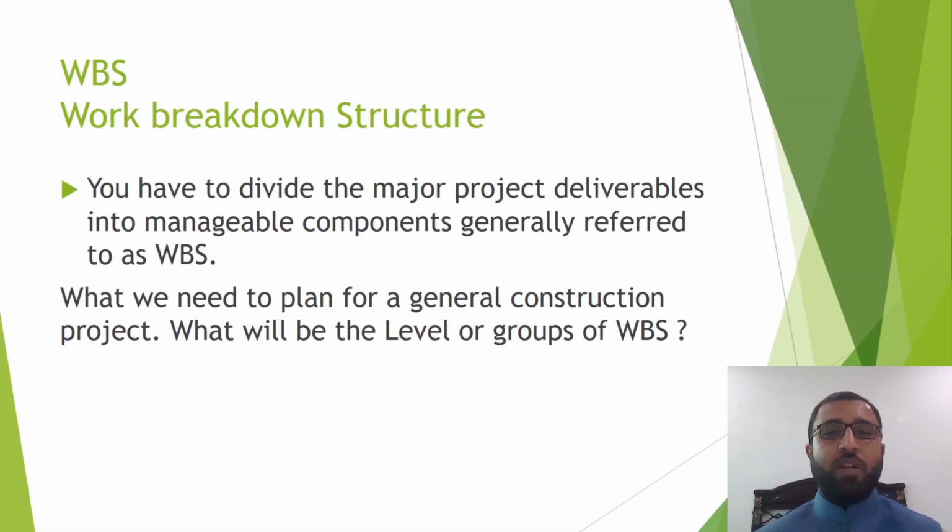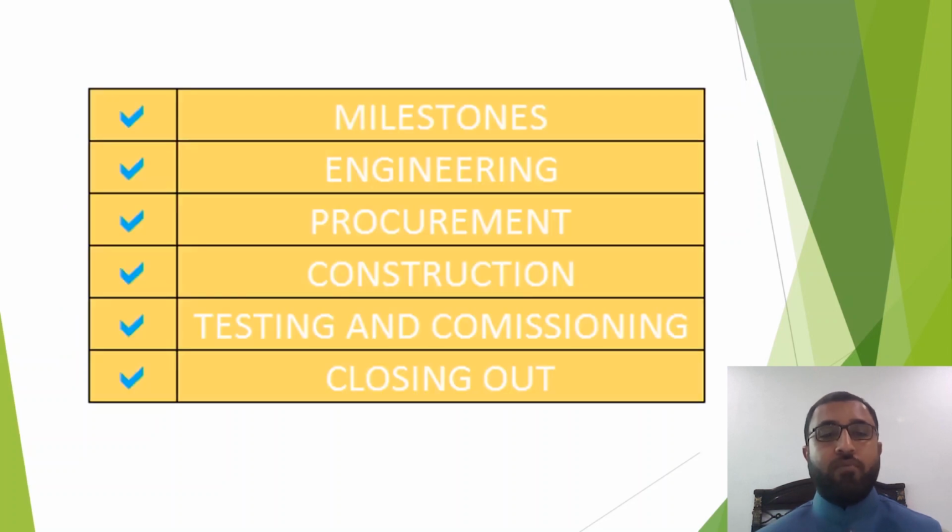Most of the time the client wants level 4 or level 5 baseline schedule. So now I will tell you the levels of the different WBS. These are the first, level 1 WBS for a construction project: milestones, engineering, procurement, construction, testing and commissioning, closing out. So these are a must for any baseline. You need to mention these in the baseline schedule. These are part of any construction project.